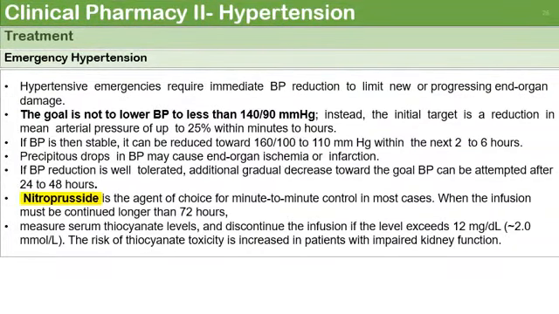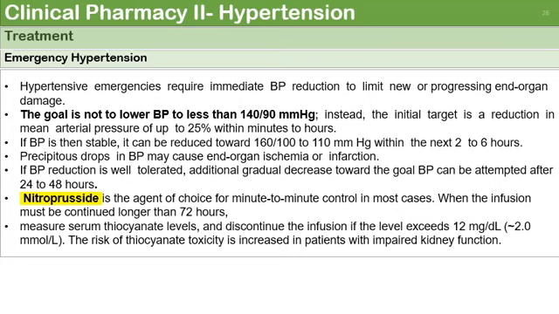In the emergency, blood pressure requires immediate treatment due to the end organ damage. The goal is to reduce blood pressure to not less than 140 over 90. Initial target blood pressure is to reduce the pressure by about 25% from the initial within 1 hour.